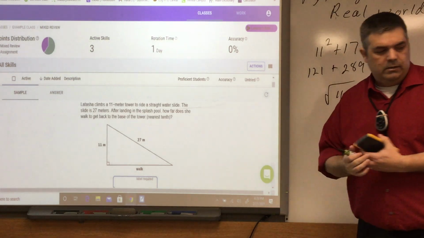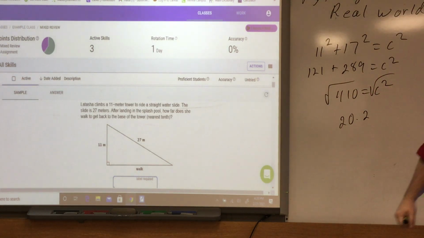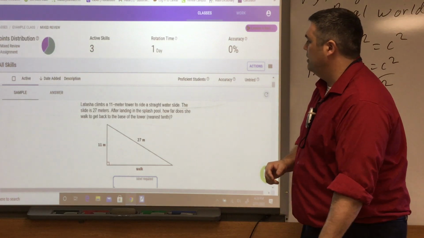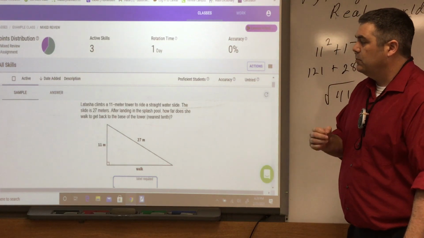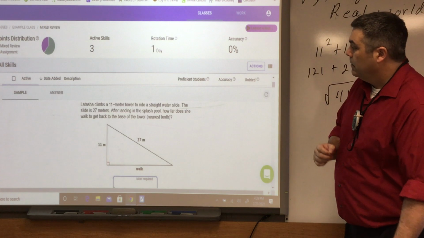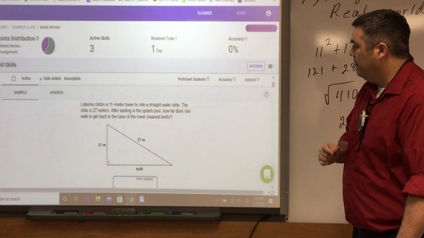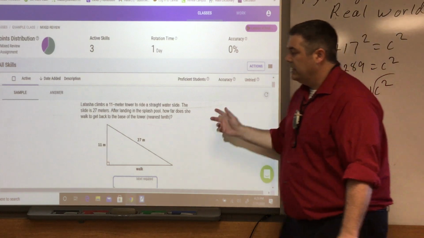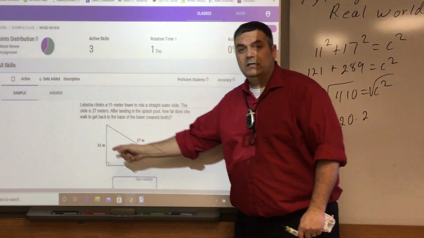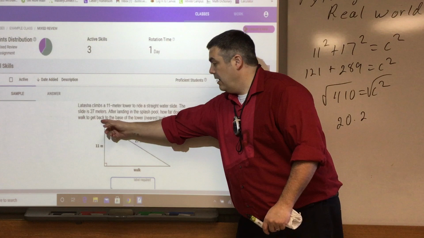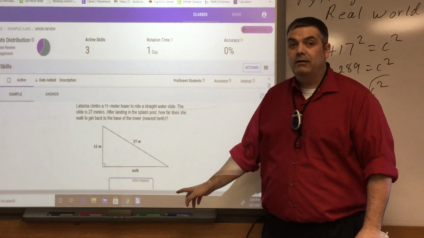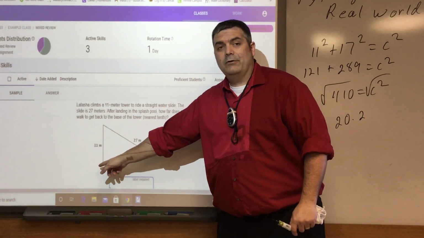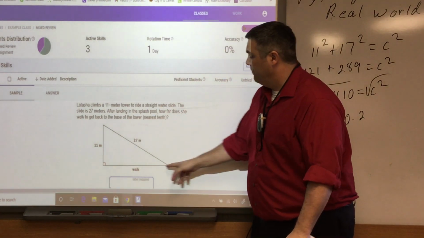Yeah, this is a pretty good one. Latasha climbs an 11-meter tower to ride a straight water slide. The slide is 27 meters. After landing in the splash pool, how far does she walk to get back to the base of the tower to the nearest tenth? What did they give us? Well, they gave us one length. They gave us the hypotenuse, which is the length of the slide. And they want to know, from here to walk back to the ladder, how far is it? So they're asking for the other leg.